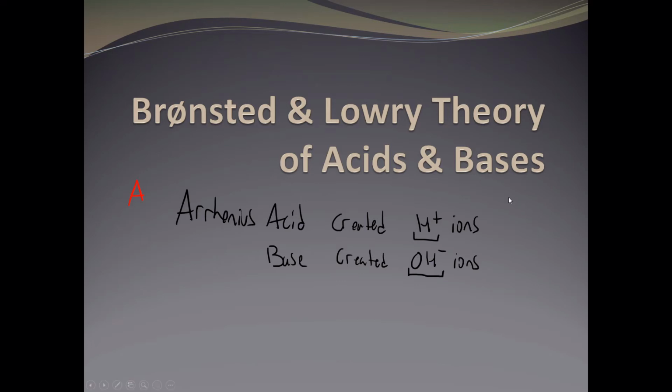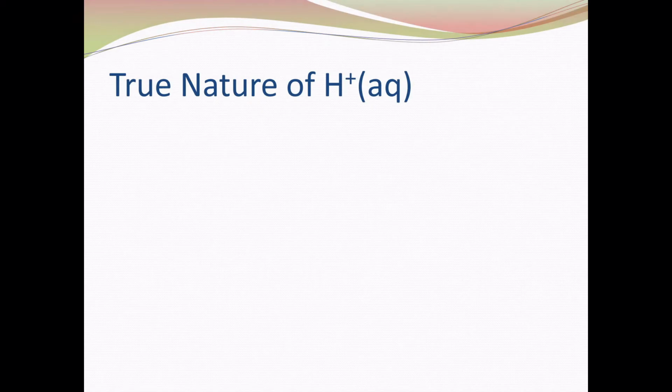But there were a couple of exceptions which I mentioned in some of the examples we talked about in the last lesson. So today we're going to talk about a more robust definition of acids and bases, and that's the Bronsted-Lowry theory. But before we talk about that, we have to discuss what happens to hydrogen ions when they are dissolved in water. Okay, so this is aqueous hydrogen ions.